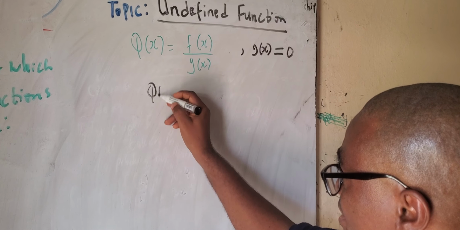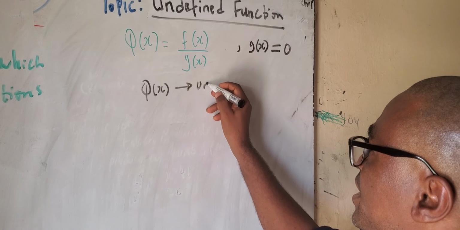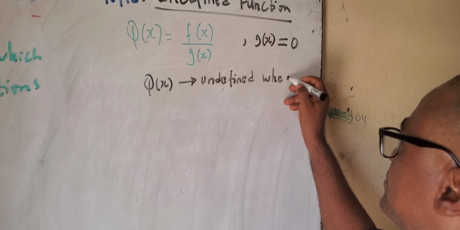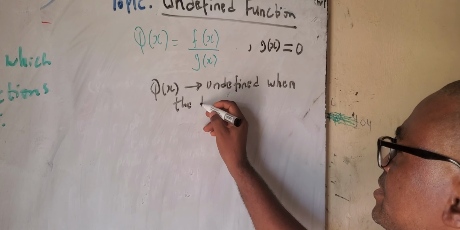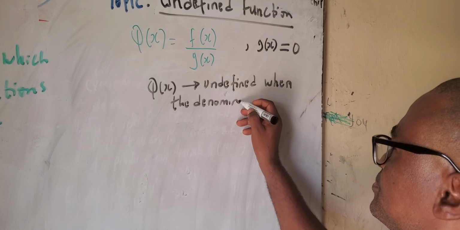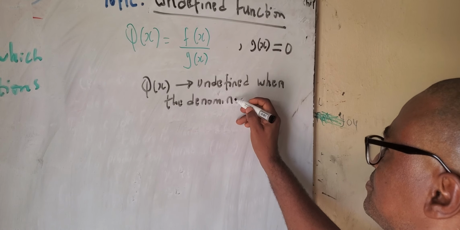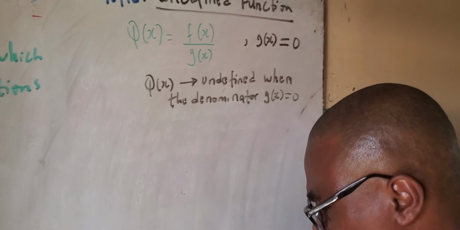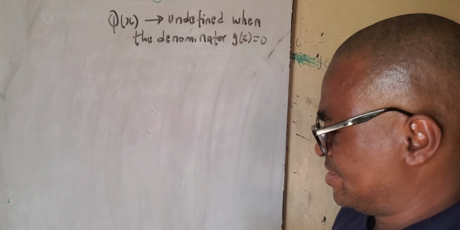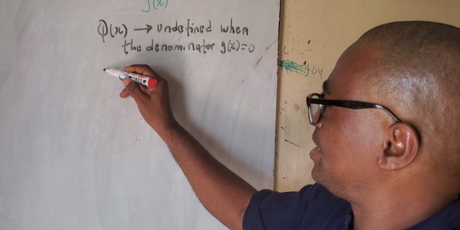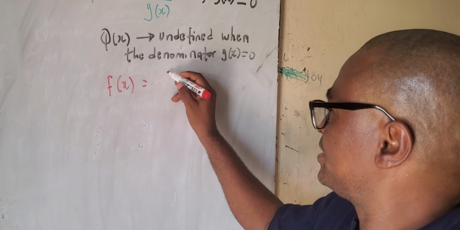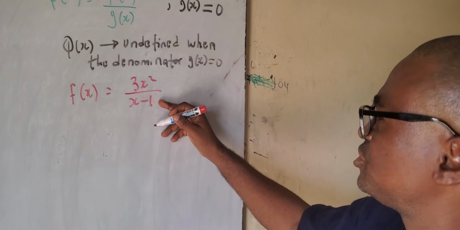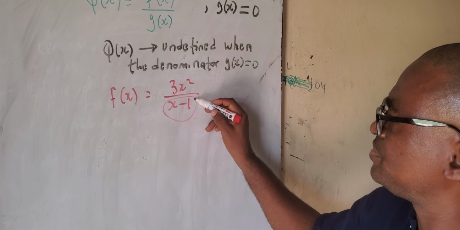So that means q of x becomes undefined when the denominator g of x is equal to 0. Like for instance, now we have an instance that let's say we have f of x is 3x squared all over x minus 1. This particular function becomes undefined when this denominator becomes 0.